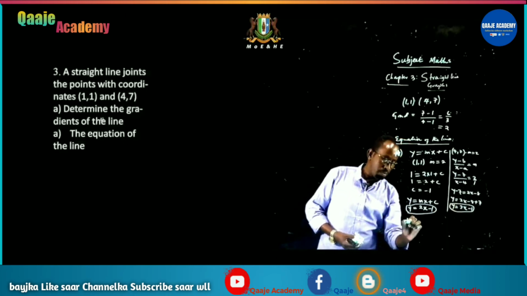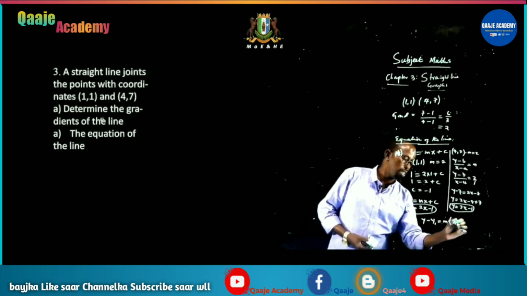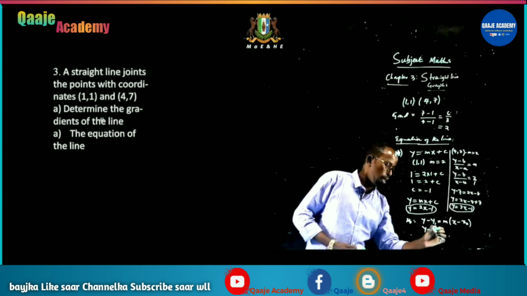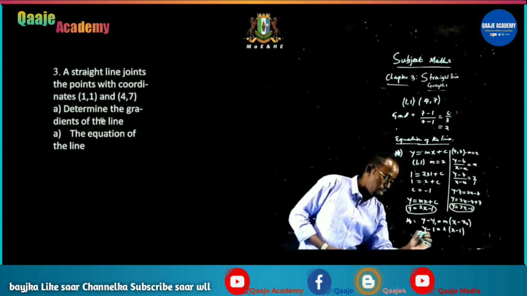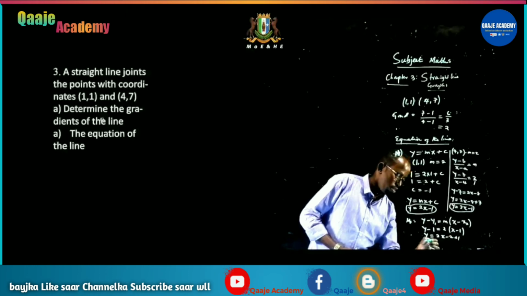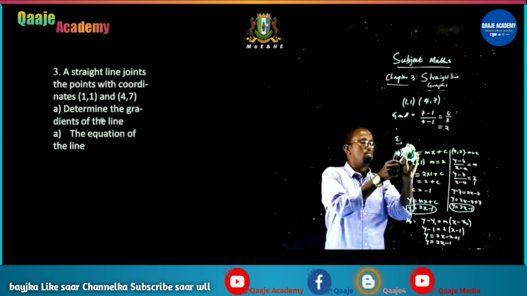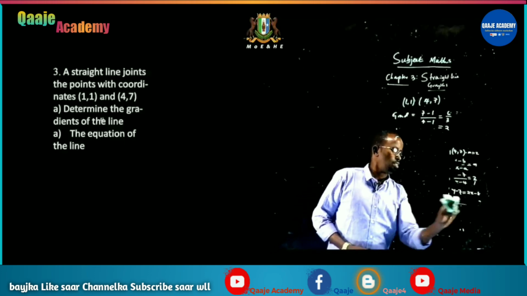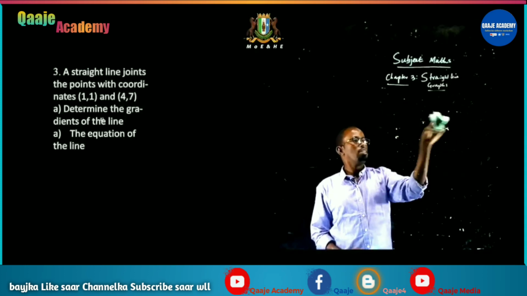The last method, method 3, will be y - y1 = m(x - x1). So y1 is 1, m is 2, x1 is 1 also. So y = 2x - 2 + 1, which is y = 2x - 1. So that is the 3 different ways of finding the equation of a straight line. You can use those 3 methods.